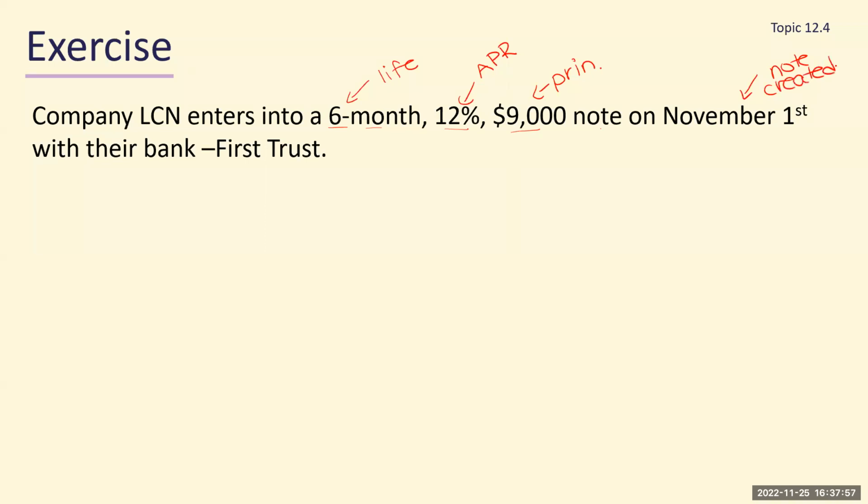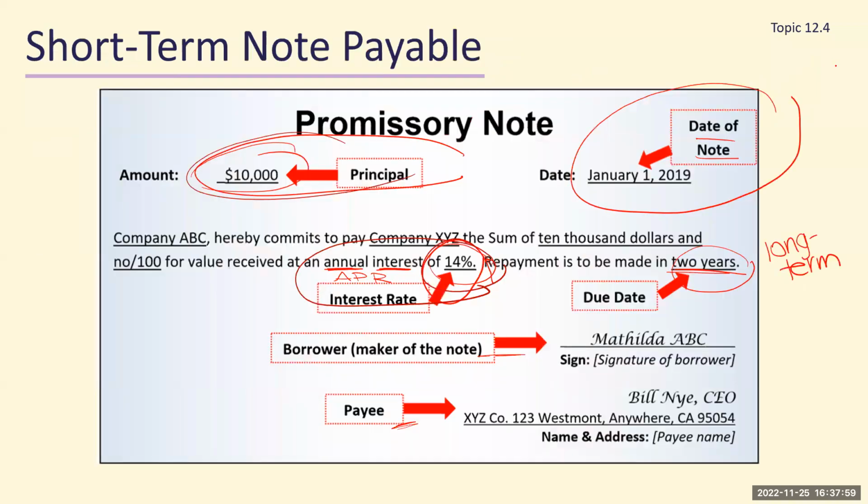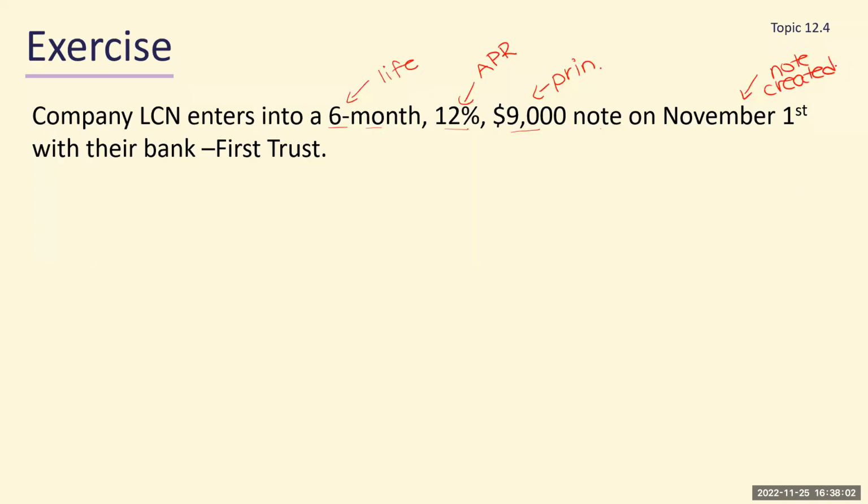So they're giving you all the information you need, even if it's not in a promissory note; we have all the details we need. The first thing we're going to do is record related journal entries. I want to start simple first. So let's change this to January 1st, and then we'll come back and do it November 1st, just to start simple.